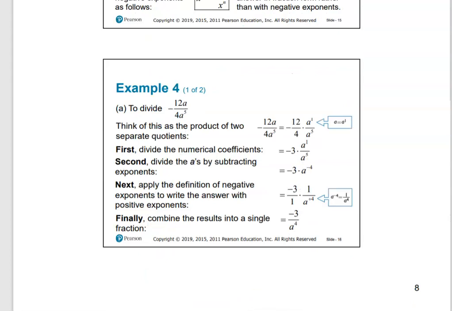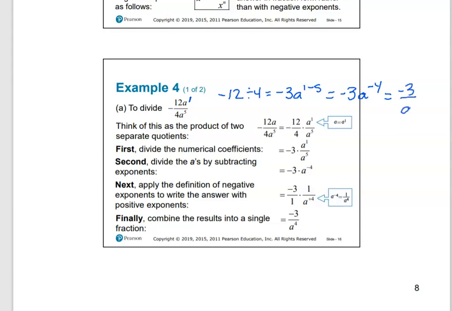On this example here, we take negative 12 divided by 4, which gets you negative 3. Then if you look, we've got a to the 1st over a to the 5th, so we do 1 minus 5, which gets me negative 3, a to the negative 4. This needs to go on the bottom of the fraction. When you have a negative exponent, you want to move it to the bottom, and that gets rid of the negative. So a to the 4th.